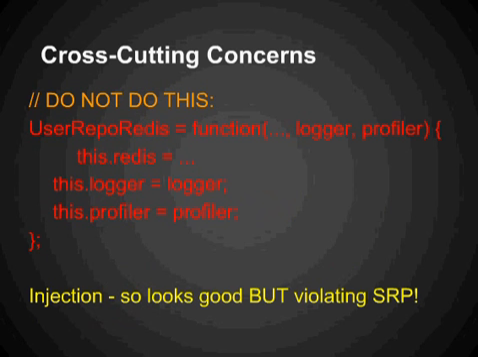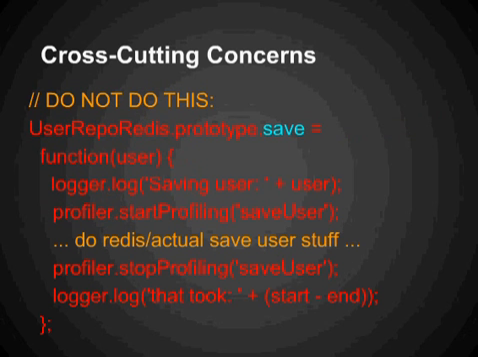So your next thought might be, okay, let's inject a logger and a profiler via the constructor into the user repo Redis constructor. This is on the right path, but this is not what we want to do either. Because now anyone who wants to use the user repo Redis object, whenever we instantiate it, has to pass in a logger and a profiler, and we may not want logging and profiling all the time. So it looks good, but it's not quite there.